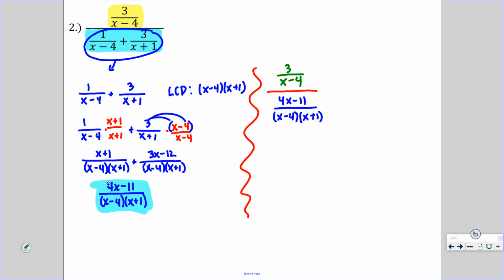Okay, we're ready to keep, change, flip. Yes, we are, because I have a single fraction over a single fraction. So keep the first fraction, change to multiplication, flip the denominator.